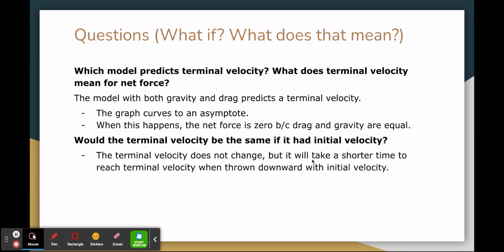Would the terminal velocity be the same if it had an initial velocity? The terminal velocity would not change in the end because we still have the same gravity force acting on it. It's just a matter of how quickly we get to that net force equaling 0. So terminal velocity will not change, but if we throw the ball with an initial downward velocity, it would just shorten the amount of time it takes to reach terminal velocity.